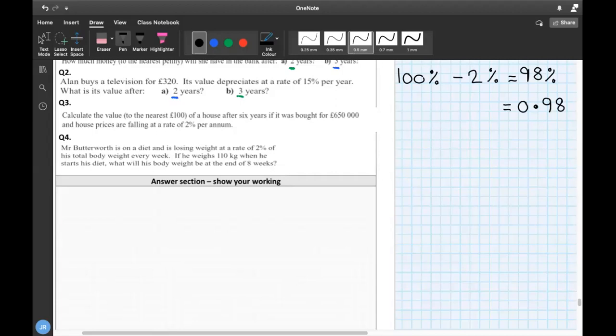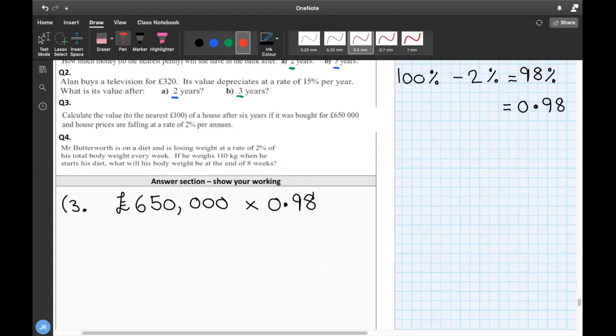Okay, so this is question 3. This time it was for 6 years though. So let's start with our original amount. We've got £650,000. Our decimal multiplier that we worked out in the top right hand corner was 0.98. But this time it's 6 years, so we will need to apply that 6 times. We're going to take it to the power of 6.